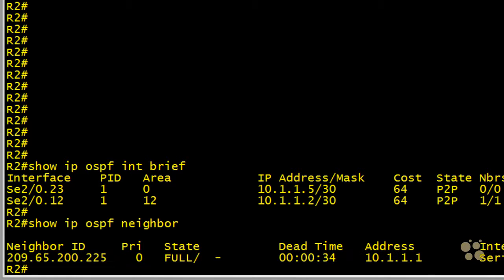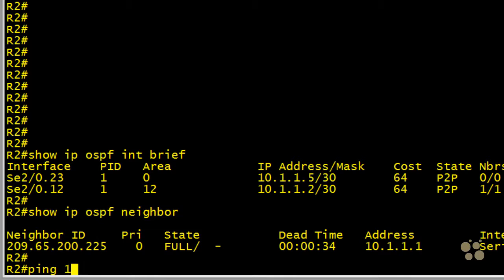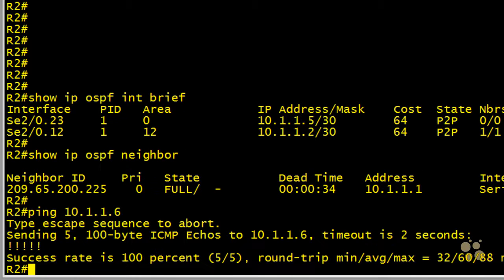And let's do a sanity check right here to verify that R2 can ping R3's serial interface. So to do that, we'll do a ping to 10.1.1.6, which is R3's serial 2/0.23 address. And sure enough, we got basic connectivity. We just don't have an OSPF neighborship.